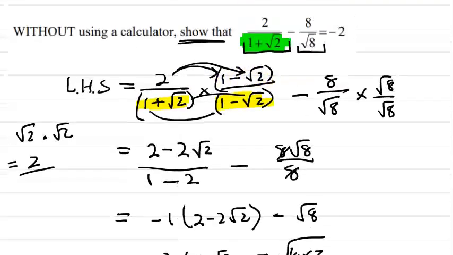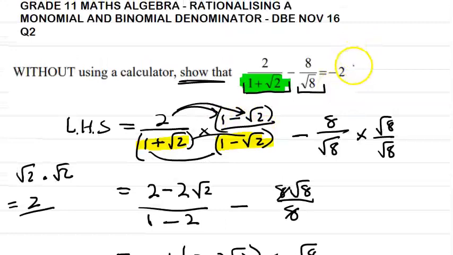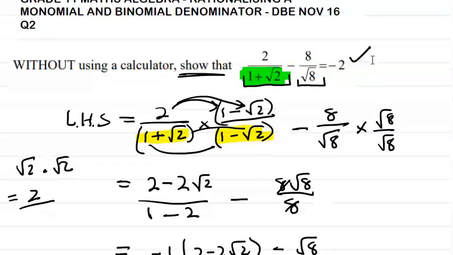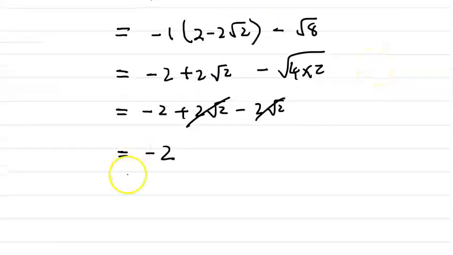Let's go check what our right hand side is. You can clearly see that the right hand side is equal to minus 2. So therefore we can now conclude the left hand side is equal to the right hand side.